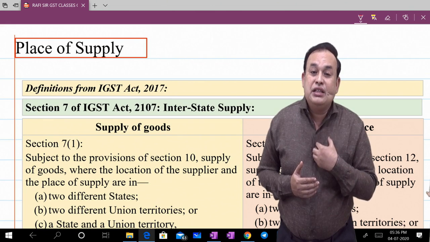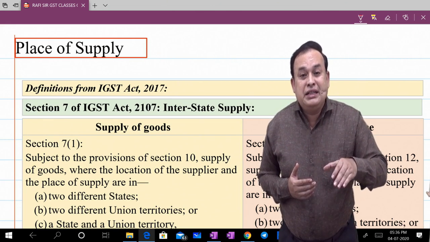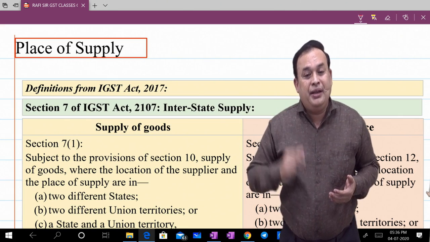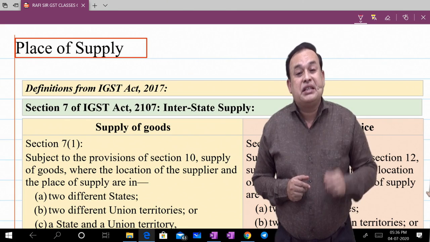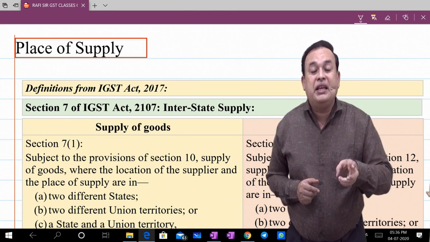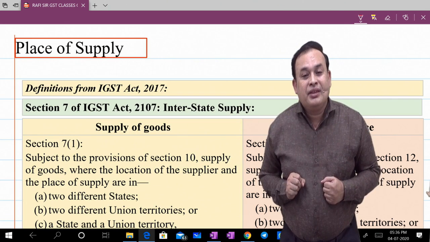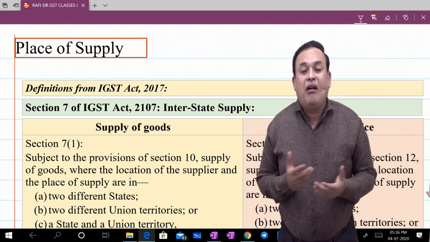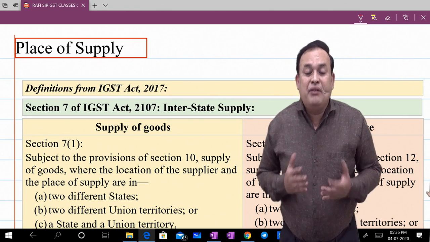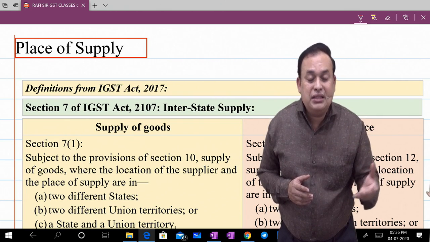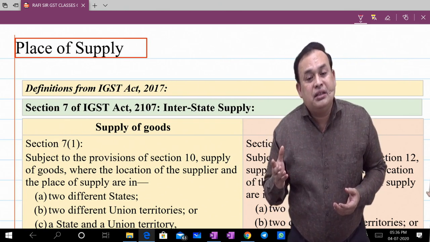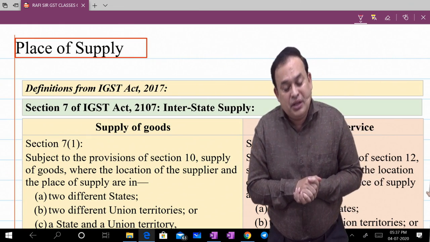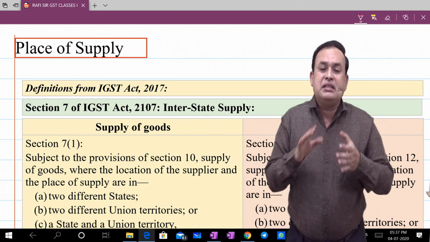In the last class, I referred to section 7, subsection 5, clause A of the IGST Act, interstate supply. Sometimes I referred to section 7, subsection 5, clause C of the IGST Act, it is interstate supply. Likewise, prior to that, when I referred to section 10 of IGST or section 11 of IGST, supply of goods other than import or export, or import or export of goods, place of supply, at that time also we referred to section 7 of the IGST. Section 7 of the IGST has its own importance.